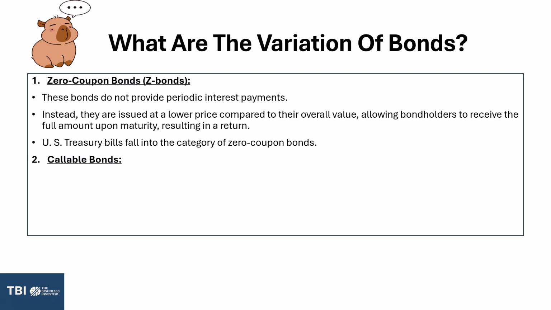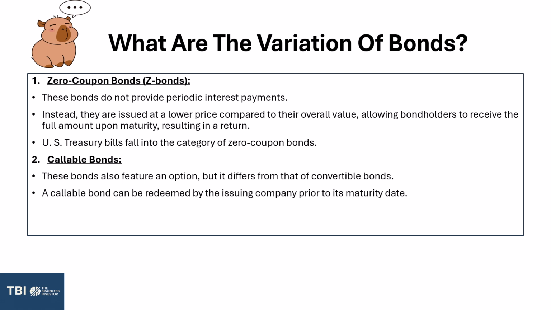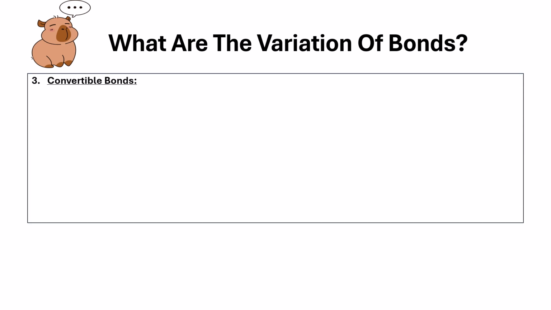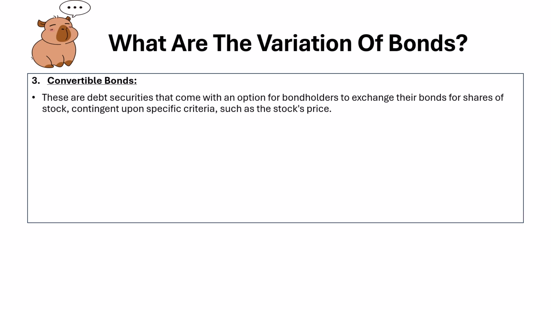Next is callable bonds. These bonds also feature an option, but it differs from that of convertible bonds. A callable bond can be redeemed by the issuing company prior to its maturity date. This type of bond poses greater risk to investors since it is more likely to be redeemed when its value increases. Let's move on to the third variation of bonds, which is convertible bonds. These are debt securities that come with an option for bondholders to exchange their bonds for shares of stock, contingent upon specific criteria such as the stock price.